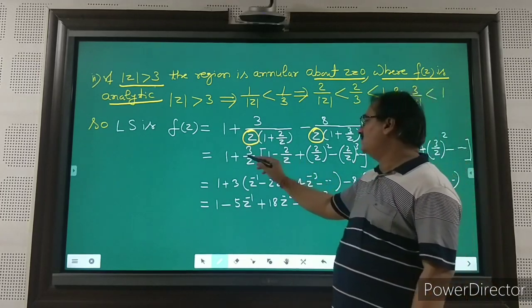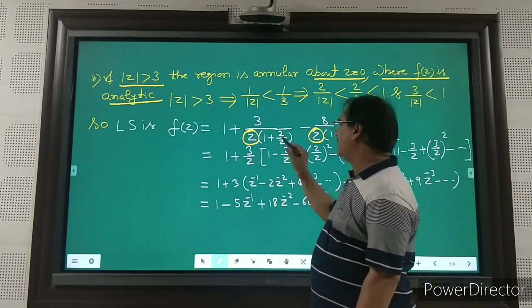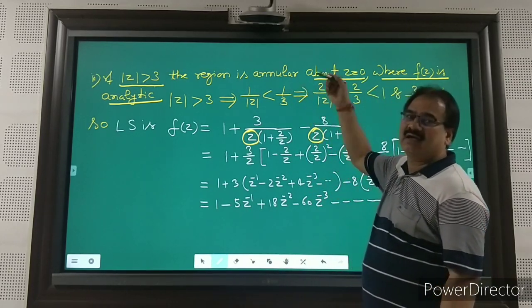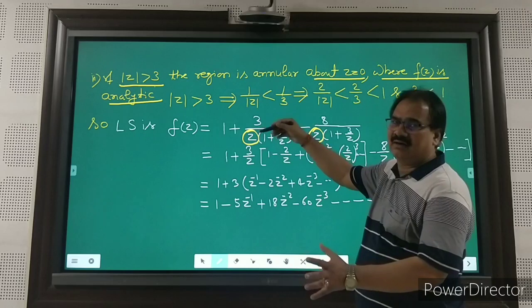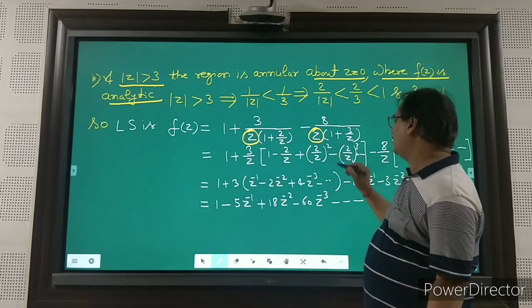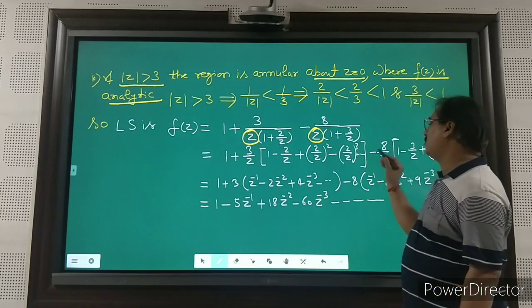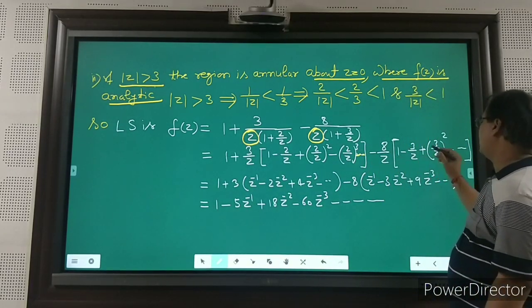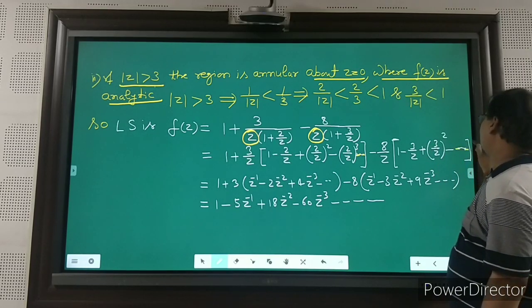Okay. So now in this case, 1 plus 3 by z, and the series will be 1 plus 2 by z whole power minus 1. So again, as per the binomial expansion, you will get 1 minus 2 by z plus 2 by z whole square minus 2 by z whole cube and so on, and then minus 8 by z, 1 minus 3 by z plus 3 by z whole square and so on.